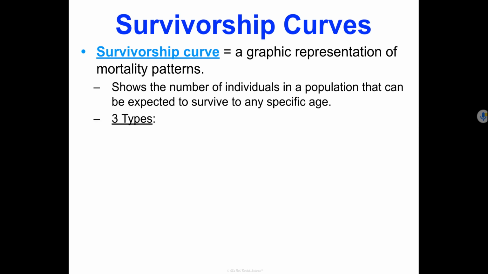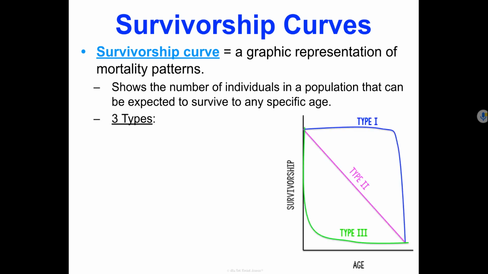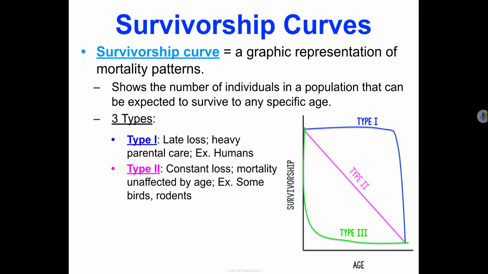There are 3 types of survivorship curves. Type 1 shows late loss and heavy parental care. By late loss, I mean the organisms in the population live relatively long lives before they die. Species in this type of population tend to have fewer offspring and lots of parental care. Populations of humans and elephants are a good example of this type of survivorship curve.